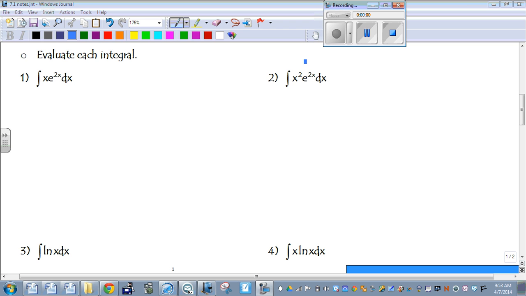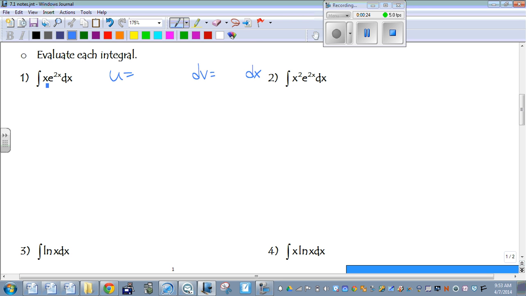Now, for number 2, let's take a look at this one. We need to decipher what our u is going to be and what the dv is going to be. All right, so we have these things on the inside of the integral. We have x, e to the 2x, and dx. We know that the dx part has to be part of the dv, so that's kind of taken care of. Now we have x and e to the 2x, so basically two other parts.